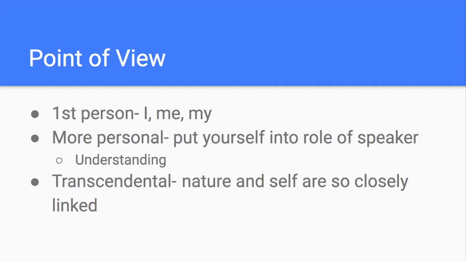It's also very transcendental of them to put it in first person point of view, for Whitman to put it in first person point of view, because in transcendental poetry, they believe that the nature and the self are so closely linked together that by saying I, it sort of implies that link between I am nature, we are nature, kind of connecting with nature in that way.